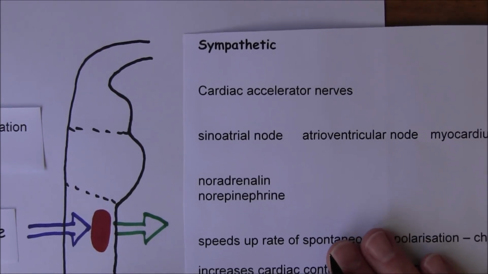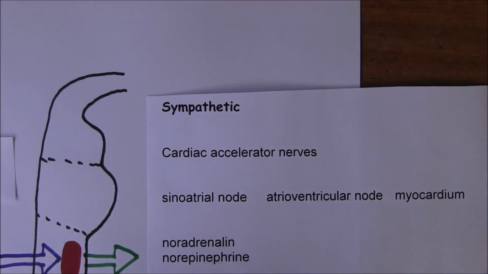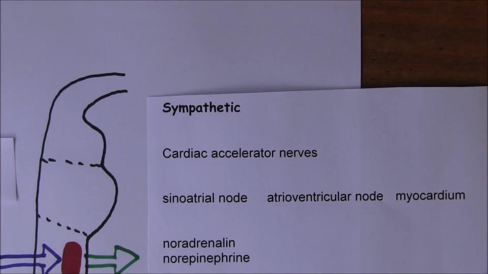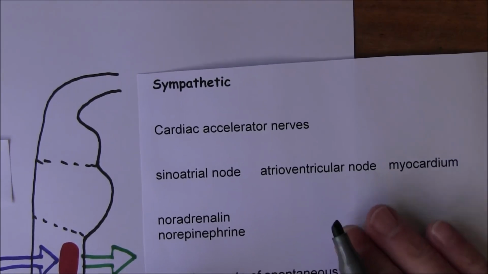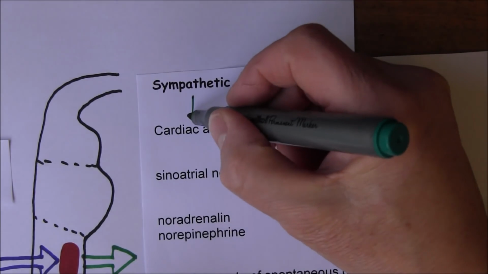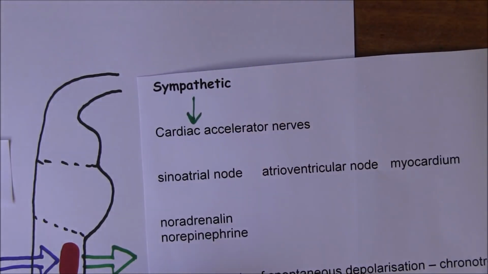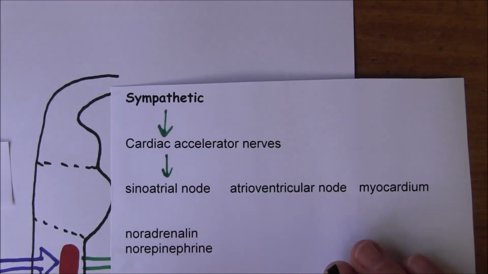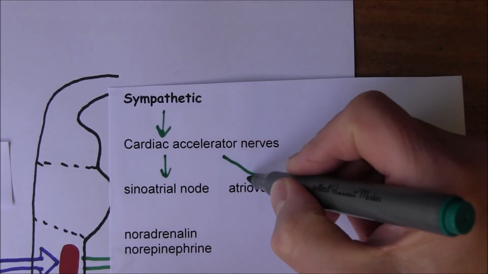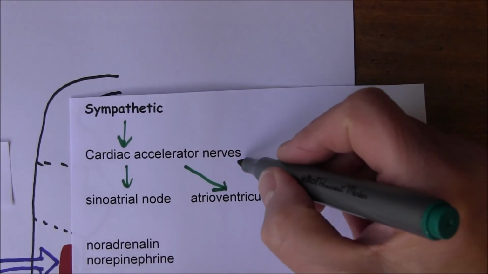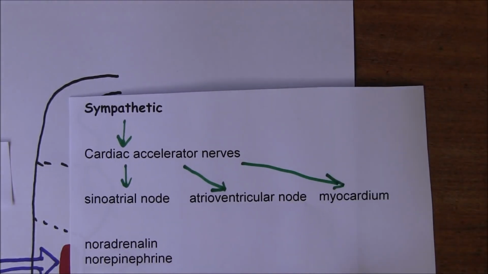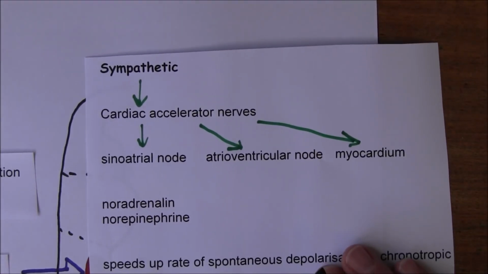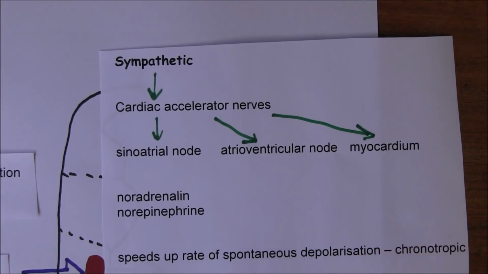Well, the sympathetic stimulation is going to innervate what we call the cardiac accelerator nerves. So there's going to be activity of cardiac accelerator nerves. And these cardiac accelerator nerves are going to have an influence on the sinoatrial node, the atrioventricular node, and indeed directly on the myocardium itself.